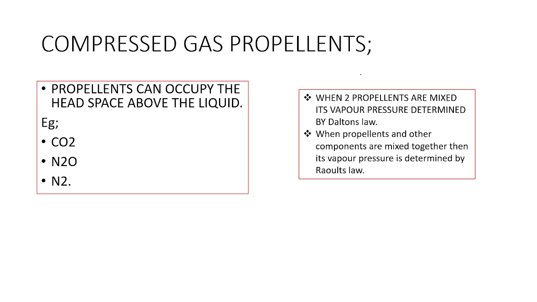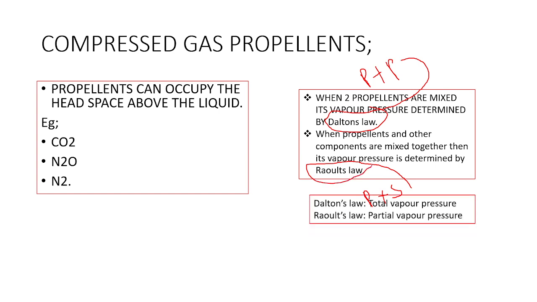Next, when two propellants are mixed, a propellant plus another propellant, the vapor pressure can be determined using Dalton's law. If a propellant is mixed with a solid, here the active pharmaceutical ingredient, then the vapor pressure can be determined using Raoult's law. Dalton's law gives the total vapor pressure, Raoult's law gives the partial vapor pressure. This is about propellants, examples of propellants and their uses.